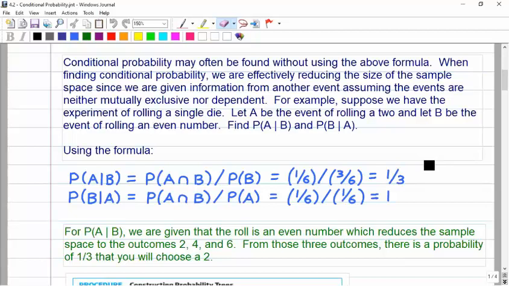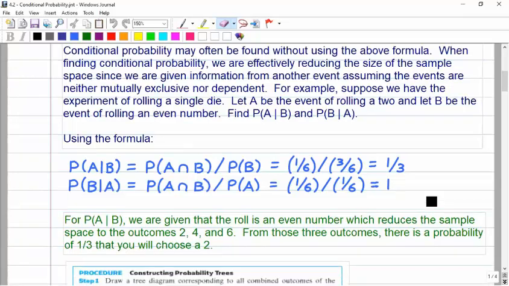Now let's reverse this. What if you want to say, what's the probability of rolling an even number given that you know it's a 2? I use the formula here, but common sense kind of dictates this answer. Same numerator, 1 out of 6. The probability of A, rolling a 2, is 1 out of 6. 1 out of 6 divided by 1 out of 6 is 1.